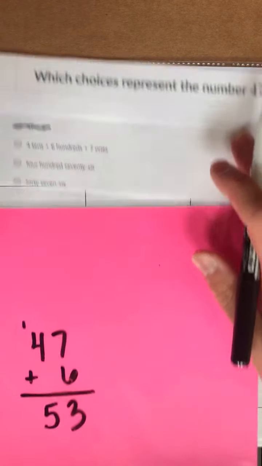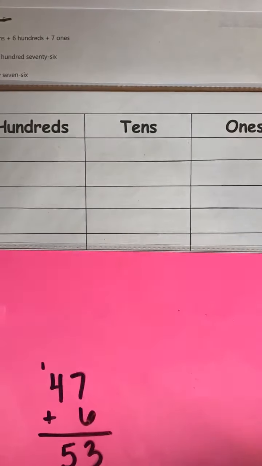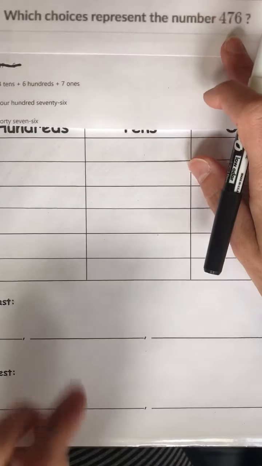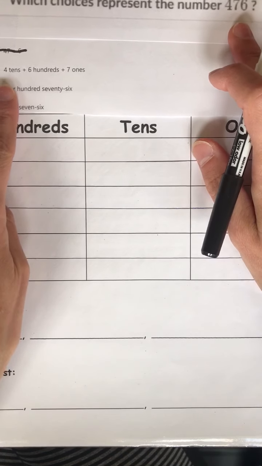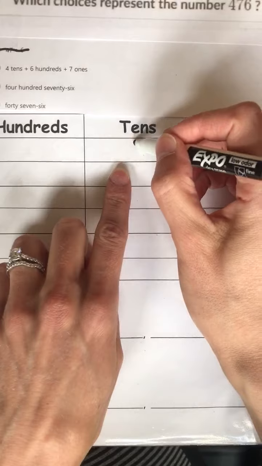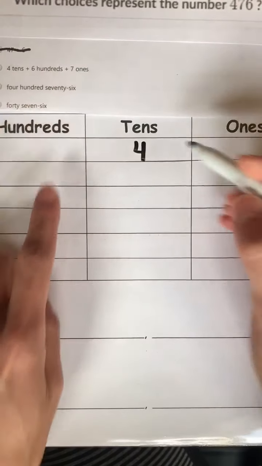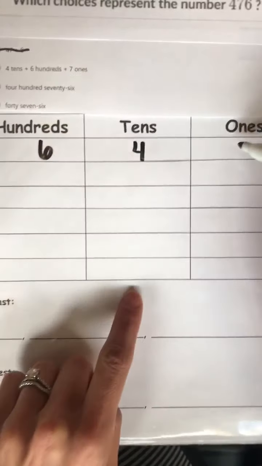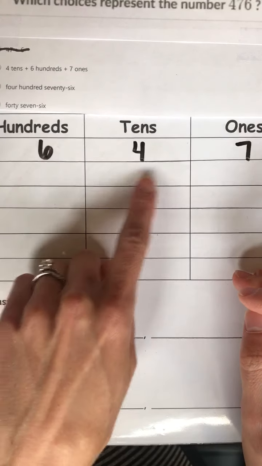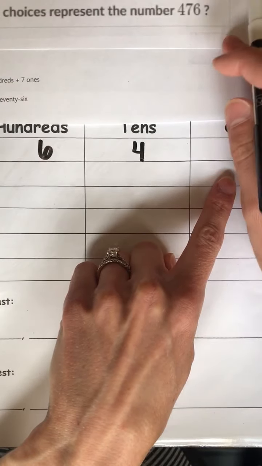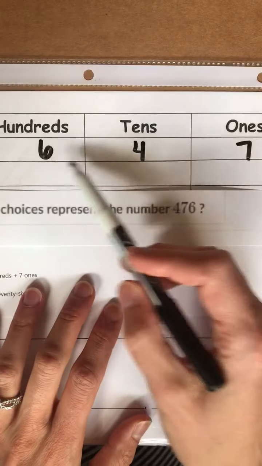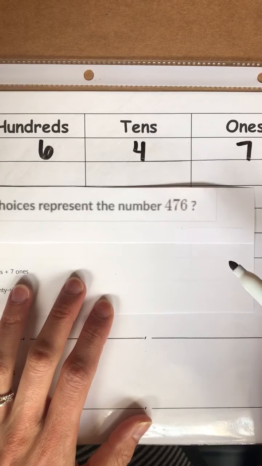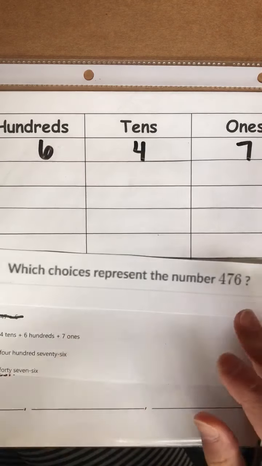So I'm going to use my hundreds, tens, and ones for this number. So 4 tens, the numbers are a little mixed around here, so I'm going to put a 4 here. 6 hundreds, so my 6 goes here in the hundreds column, and 7 ones. So 647, does that represent 476? Okay, you decide. Great job.